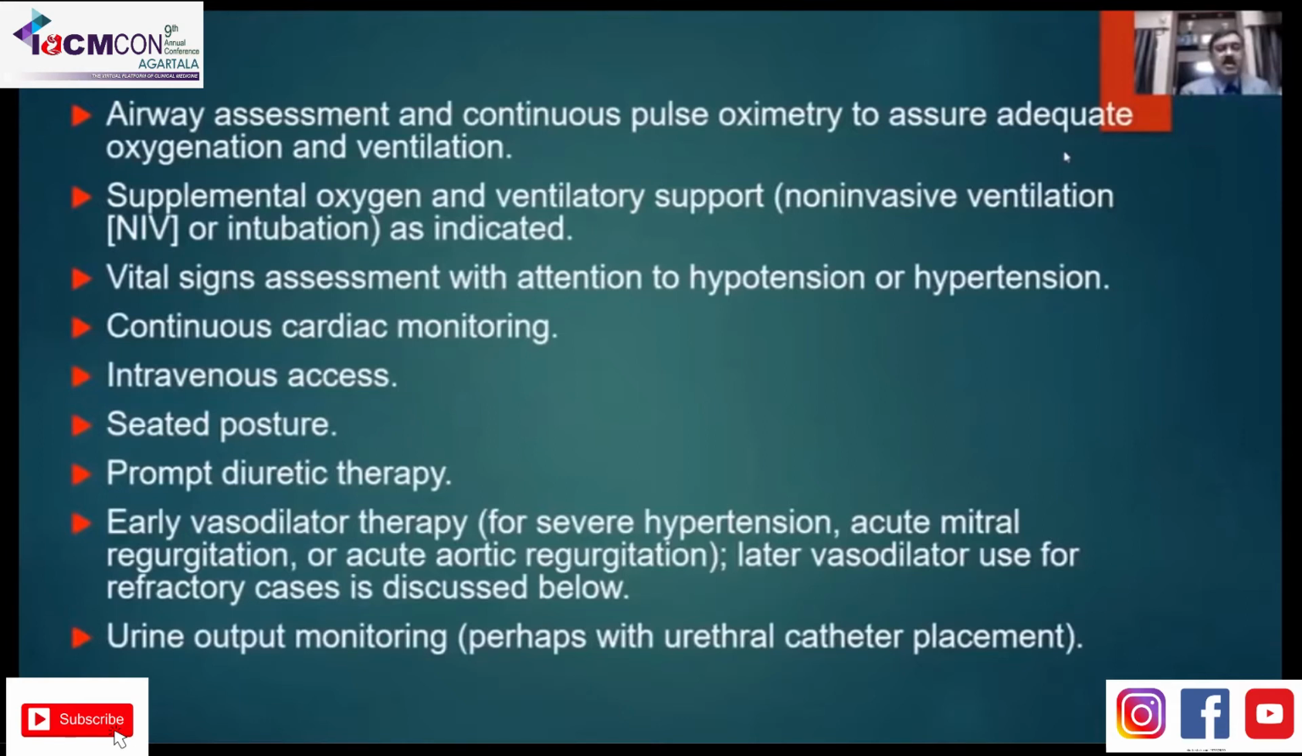Prompt diuretic therapy. There is a lot of importance in this. I'm going to refer to this as well. And if diuretic therapy alone is not enough, especially if the patient has significant congestion with adequate blood pressure or has actually severe hypertension or acute MR or acute AR, vasodilators become a must. Later, of course, we give in the chronic phase different types of vasodilators, which I am going to discuss at the end. And urine output of the patient should be closely monitored, preferably with a urethral catheter placement.